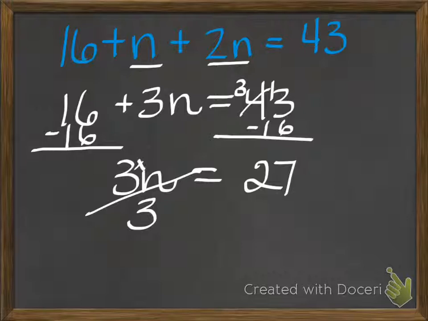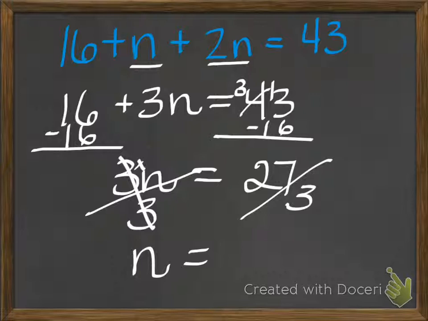So I've got 3n divided by 3. That's going to equal n. And then I've got 27. I'm going to divide it by 3 also, because if I do it on one side, I have to do it to the other. So 27 divided by 3 is 9. So there are 9n, or 9 necklaces. So I know that the necklaces equals 9.